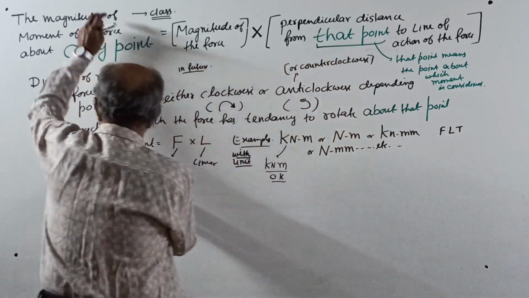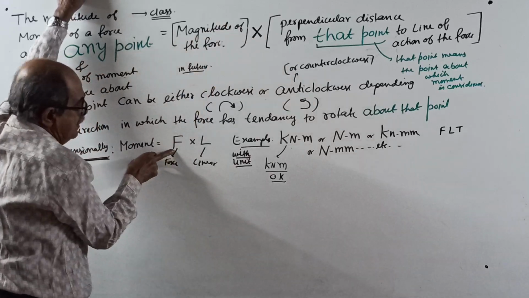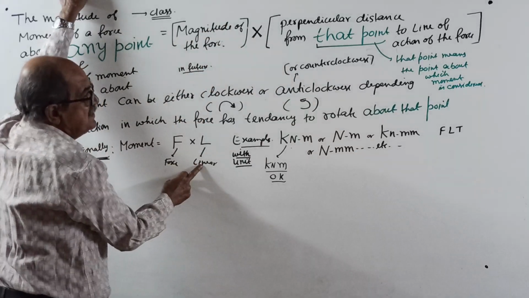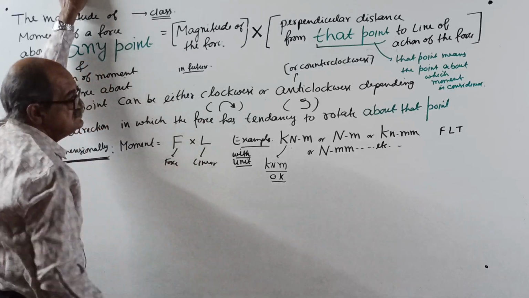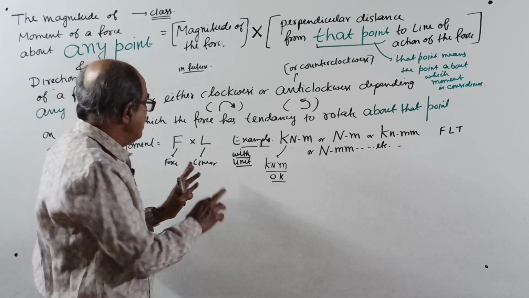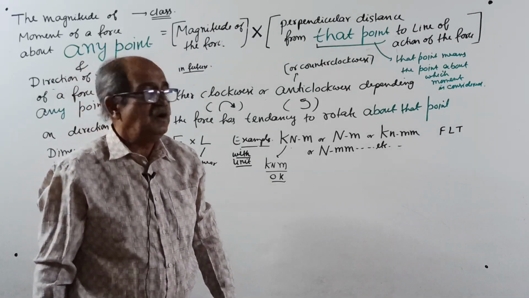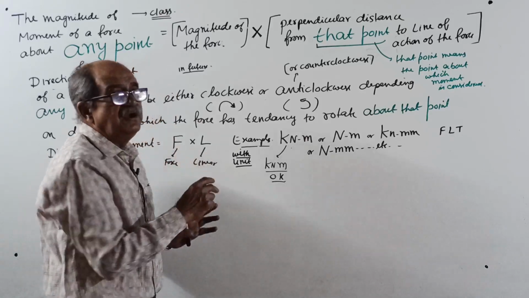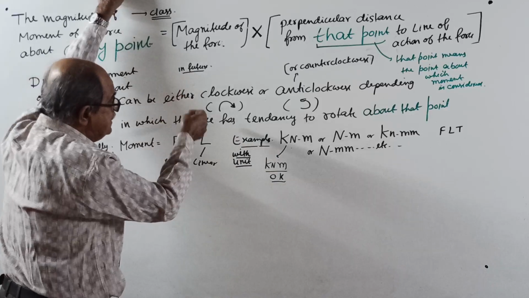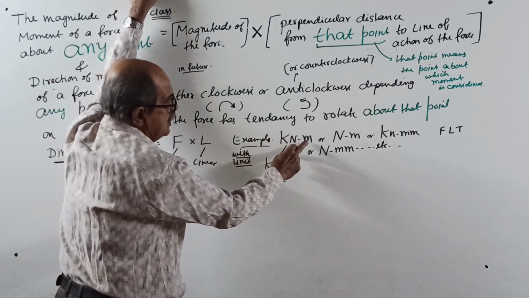Dimensionally, moment is force, magnitude of the force F, multiplied by L, the linear distance. So dimensionally this is F into L. Force multiplied by distance. When you go to unit, force unit multiplied by distance unit, or linear distance. Okay. For example, kilonewton meter.